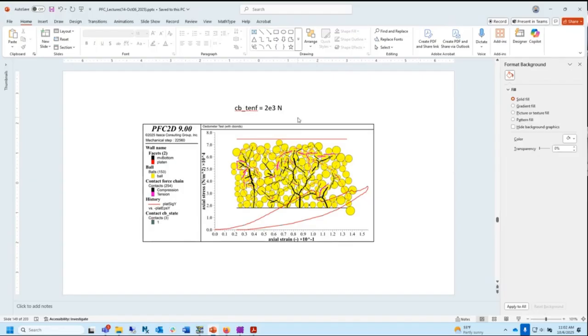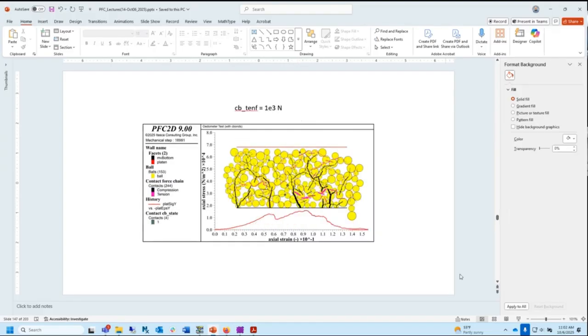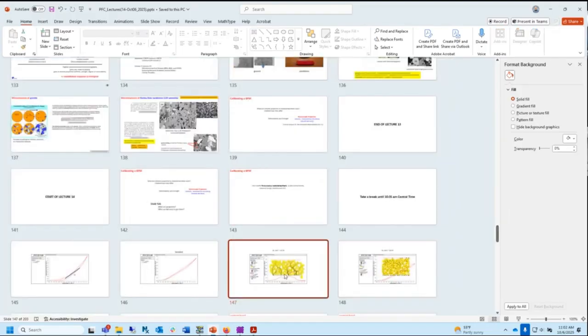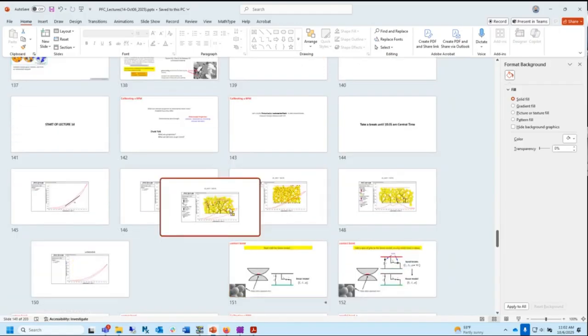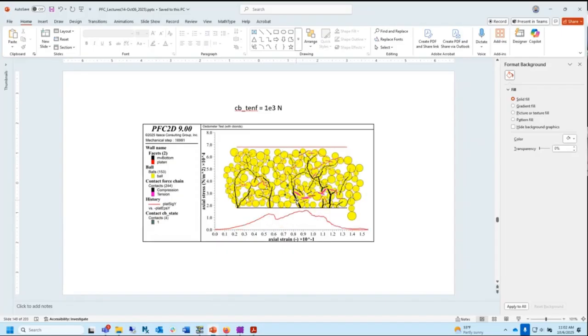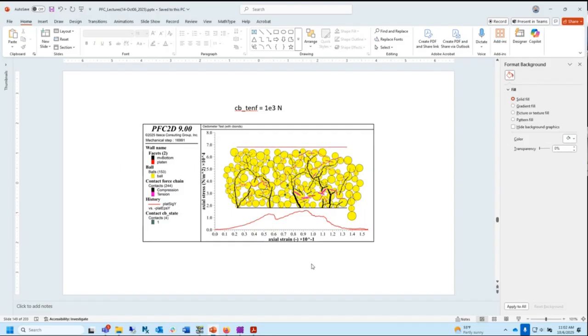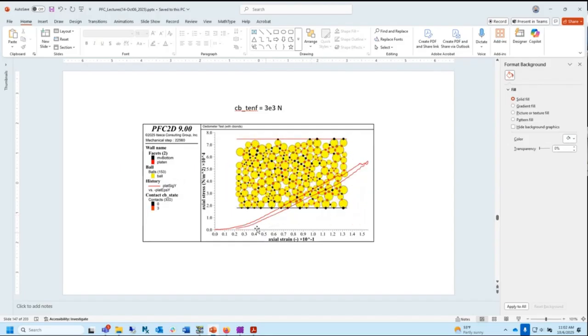And if we make it even weaker, sorry, these are out of order. 3, 2, 1. That's as strong. Now it's weaker. And now it's even weaker, because now it failed way over here. And as soon as it failed, everything changed and it got weaker. The initial stiffness is the same because it's not going to start changing stiffness really until these breakages occur.